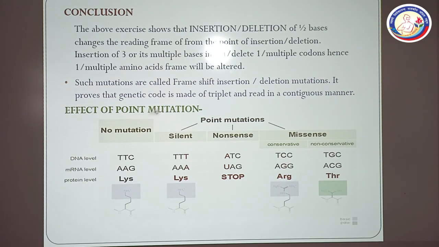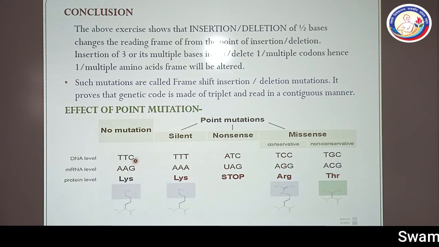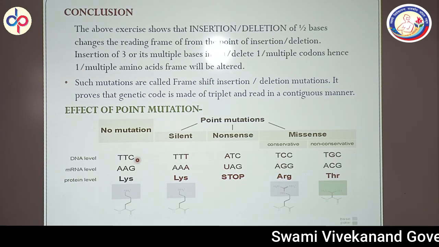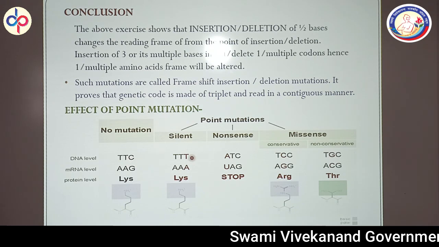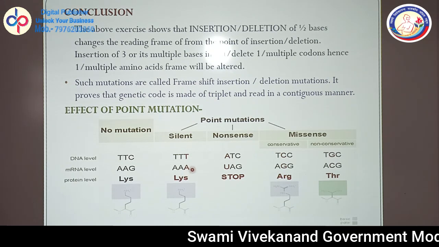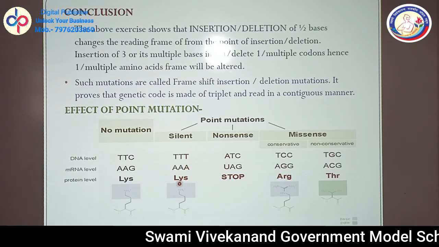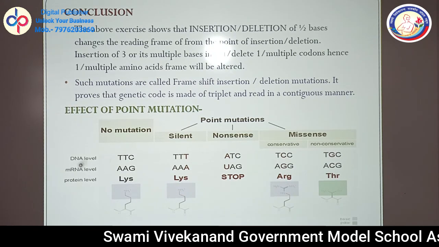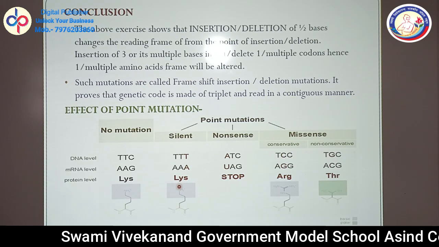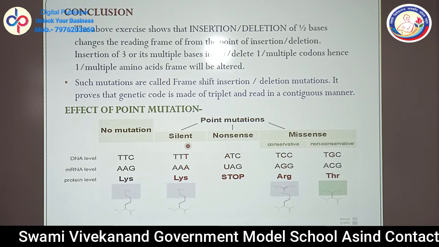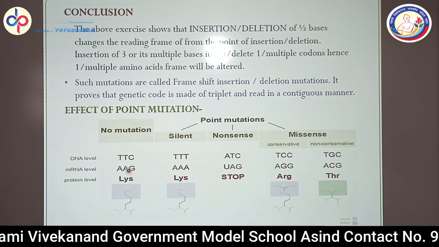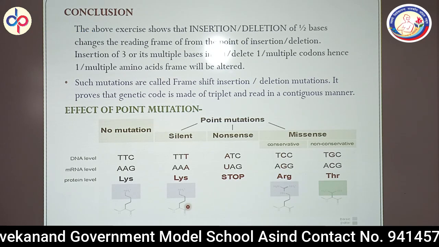You can see the effect of point mutation. Suppose TTC is the sequence in DNA, AAG in mRNA, it will form lysine. What happened here is that C is replaced by T. Then in the mRNA there will be A, and if it codes for the same amino acid, then this is known as silent mutation. Here there is no change, this is silent mutation.